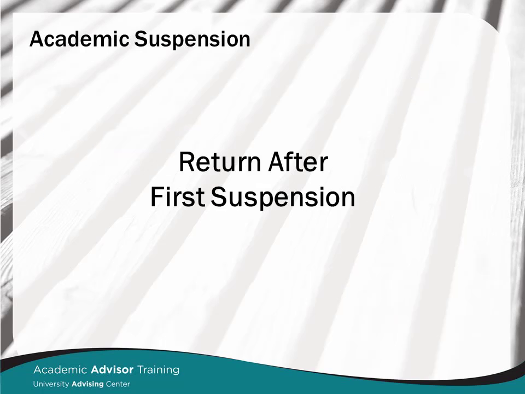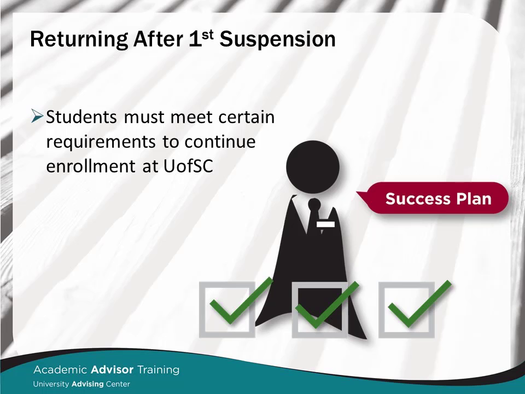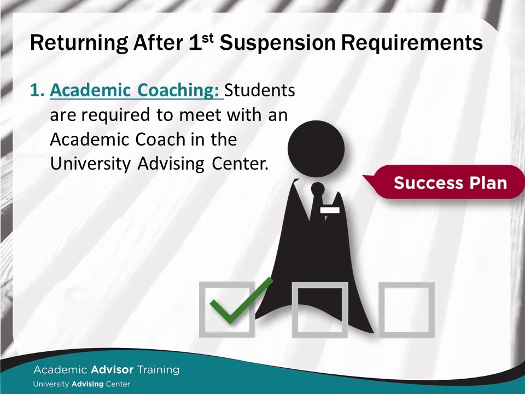Returning after first suspension. Students readmitted to the university following a first suspension must meet certain requirements to continue enrollment at U of SC. These requirements include: 1. Academic coaching. Within the first 6 weeks after returning from a first suspension, students must meet with an academic coach in the University Advising Center. If they do not have their appointment within the first 6 weeks of the semester, a registration hold will be placed on their account.